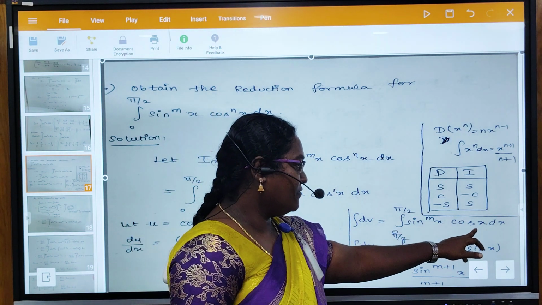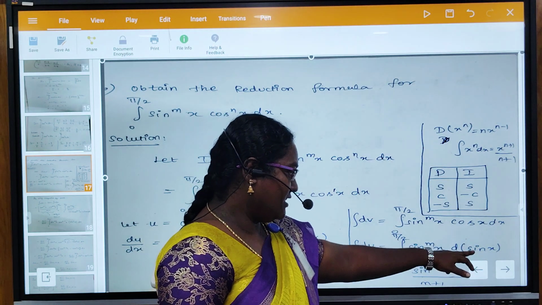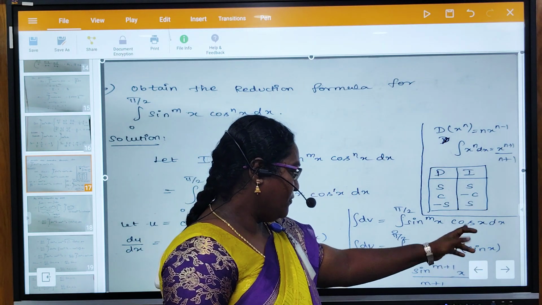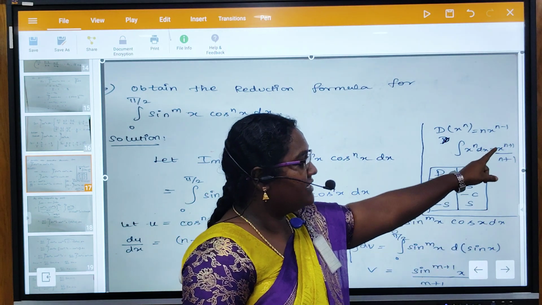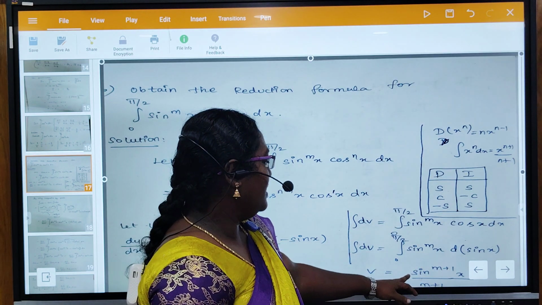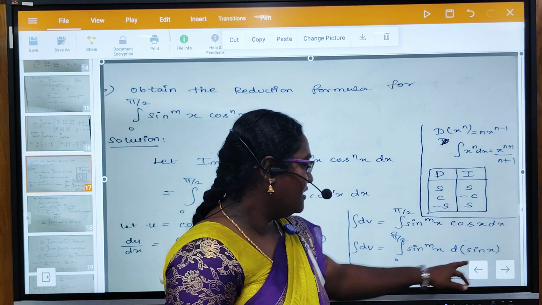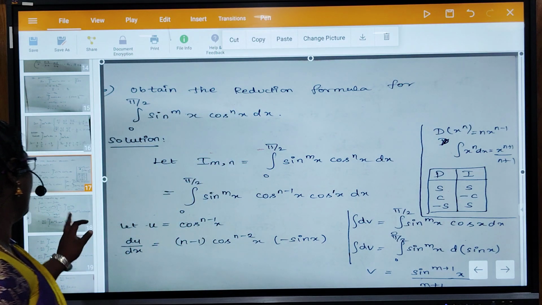This cos x can be written as the differentiation of sin x. Differentiation of sin x is nothing but cos x. So we are rewriting this. What is the formula for integration of x power n dx? It is x power n plus 1 by n plus 1. So using the formula, here also sin, here also sin. So we can use that formula: sin power n plus 1 by n plus 1.